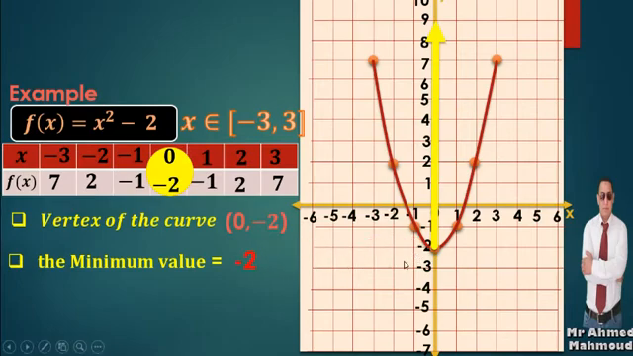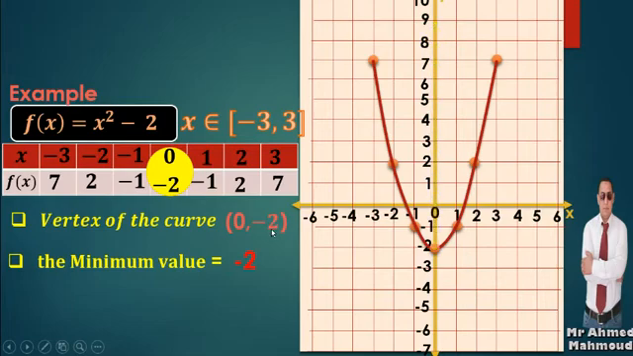Okay, then I will write -2 because the vertex intersects the y-axis at the curve. The least point of the curve is -2, as we see. Okay, we can find the minimum another way. The minimum value is the y coordinate, and y here is -2.